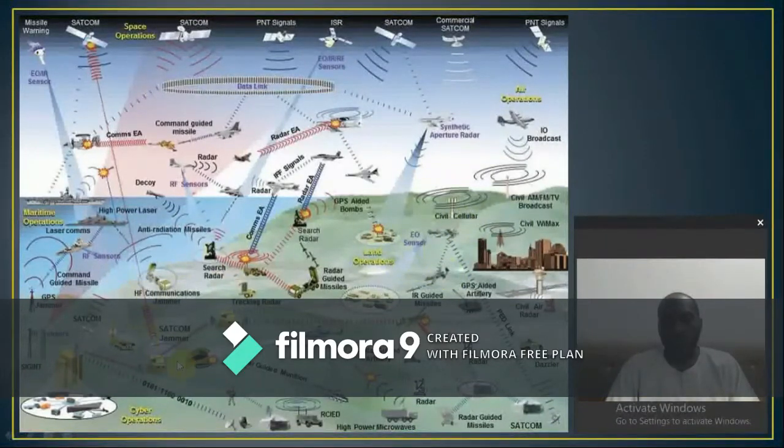So many things here: jamming, signal intelligence, cyber warfare. See that? High power microwaves and so on. These are Dazzler, civilian air radar, and so on. Just a summarized pictorial rendition of electronic warfare. In the next lecture, we look at historical developments of electronic warfare.